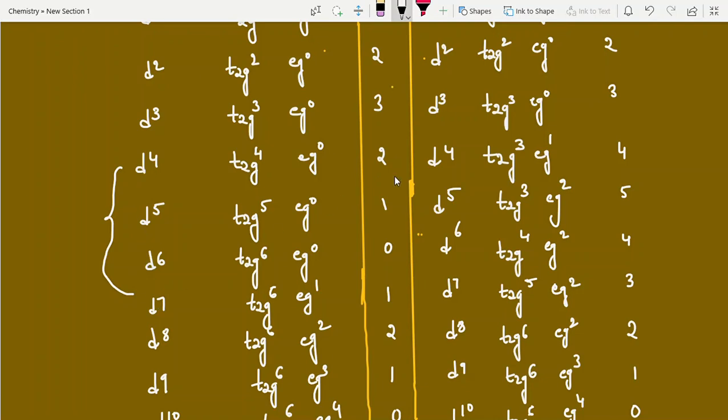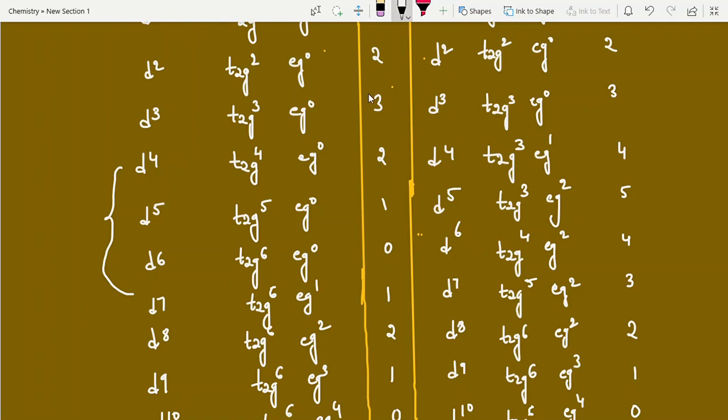1, 2, 3, 4. Here d4 is different, here different, here different. See, it depends on the energy gap. When the energy gap is more, at strong ligand time, instead of jumping, pairing will take place. At weak field ligand time, the energy gap is less, so instead of pairing, jumping will take place. It's very easy to write electronic configurations.